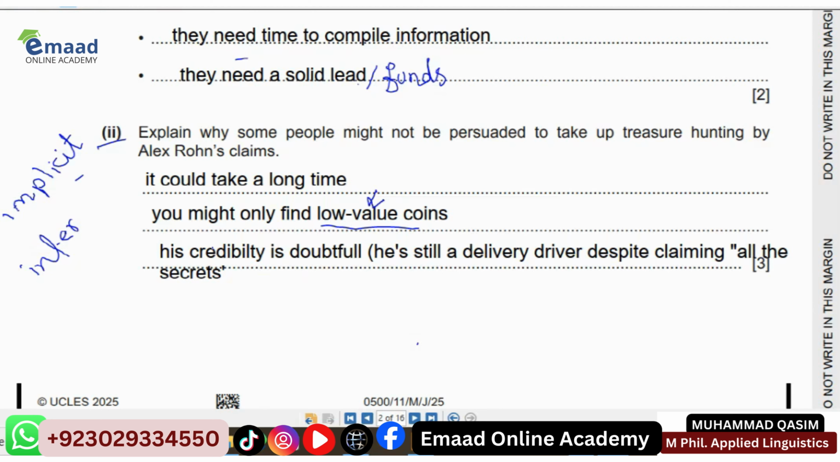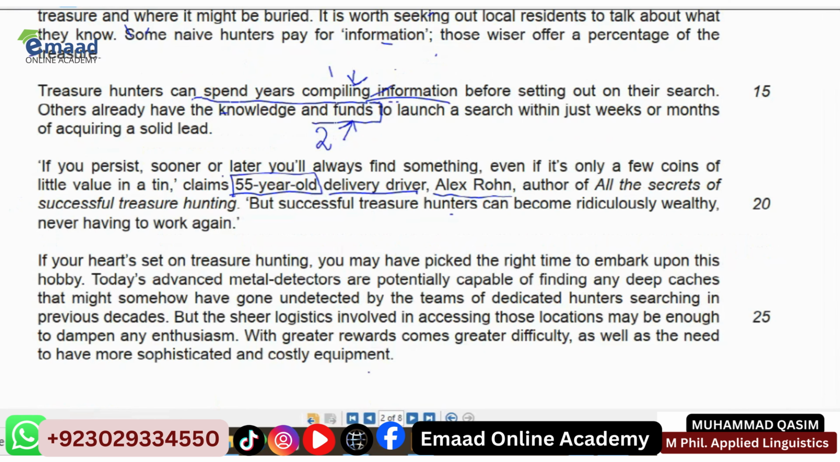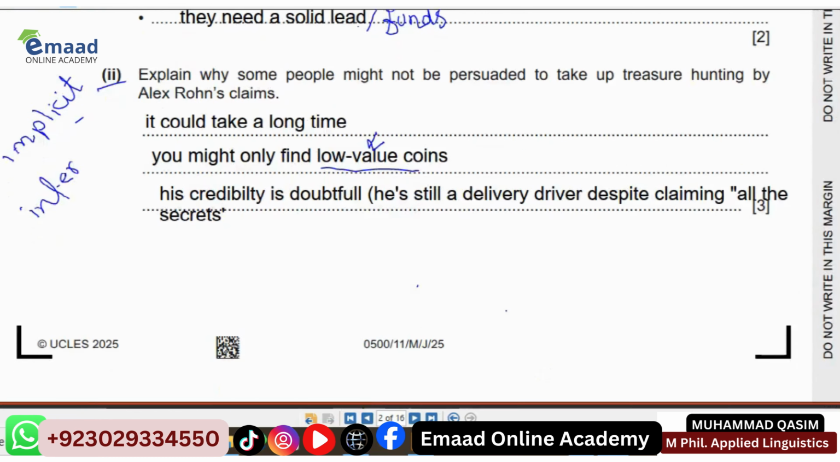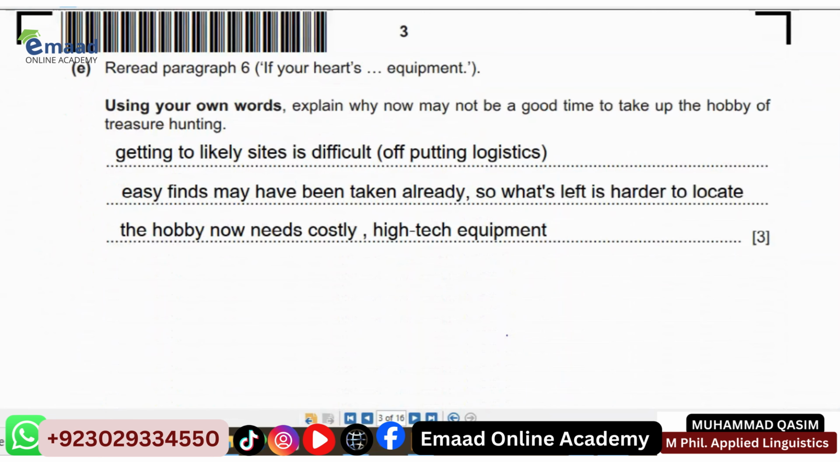And it could take a long time. Also, it's not quick. You have to pursue this for a long time, and you have to stay consistent, and you need to persist like that. So it takes a long time. You will have to wait. What will you do in all this time? So there are 3 marks here for this. You need 3 good reasons for this.